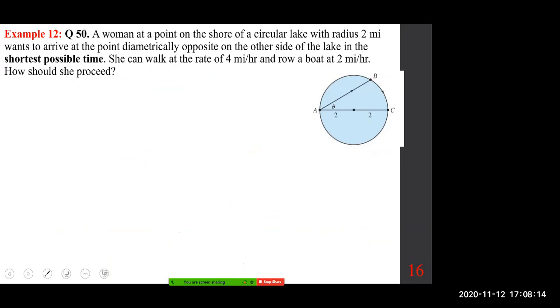Could somebody read this question for us, please? Anybody want to read for us?